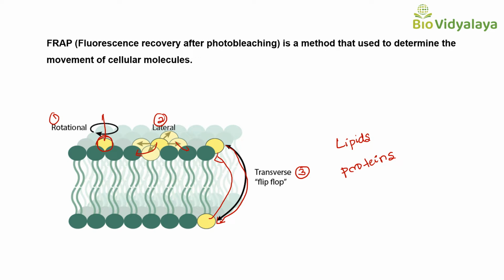Lipids can show all three movements: rotational movement, lateral movement, and transverse movement. But proteins can only show rotational movement and lateral movement. They are not able to do transverse movement. So, this FRAP technique is used to study the lateral movement of lipids and proteins in the plasma membrane.